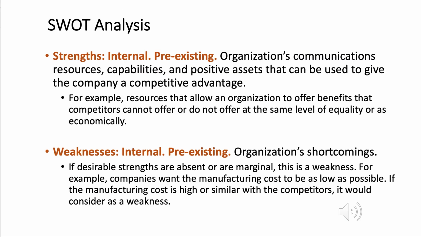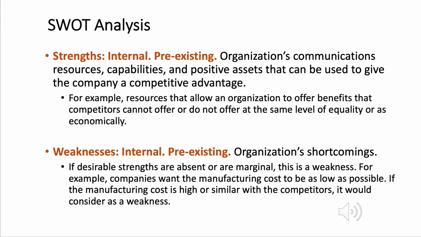For strengths, we look for internal pre-existing factors: the organization's communication resources, capacities, and positive assets that can be used to give the company competitive advantages. For example, resources that allow the organization to offer benefits that competitors cannot offer or do not offer at the same level of quality or as economically. In this case, these resources can be considered as strengths.